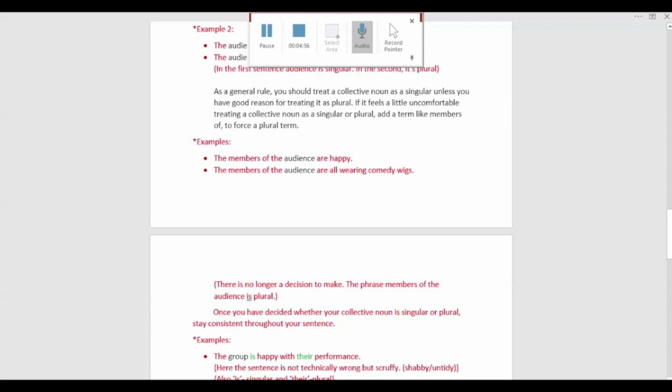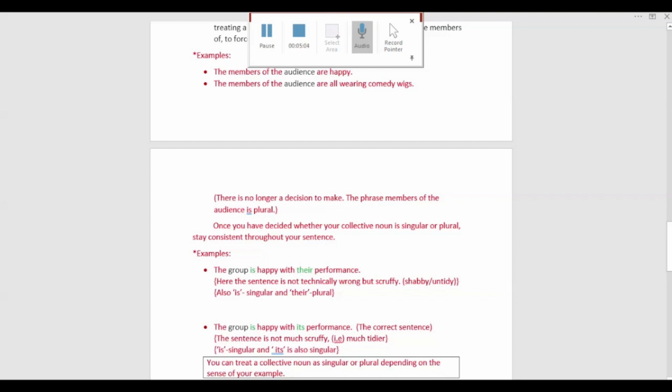Example. The members of the audience are happy. Second one, the members of the audience are all wearing comedy wigs. There is no longer a decision to make. The phrase members of the audience is plural.